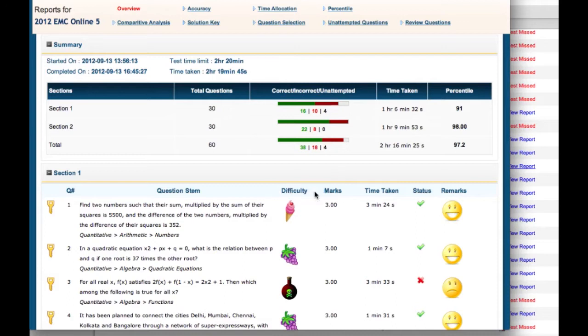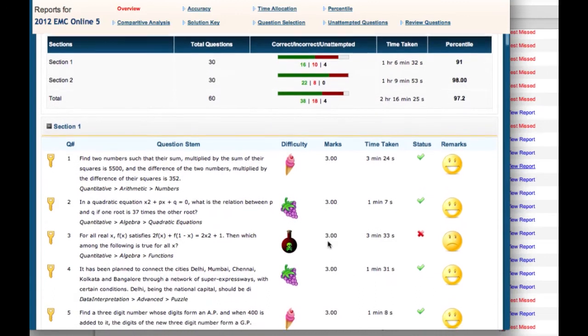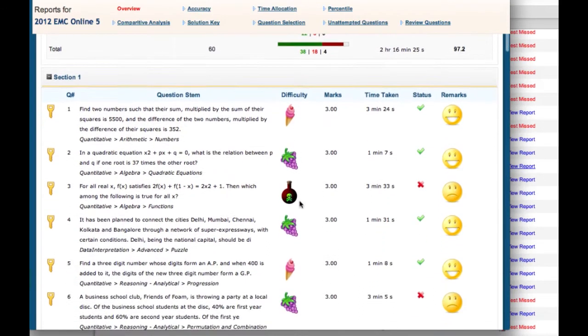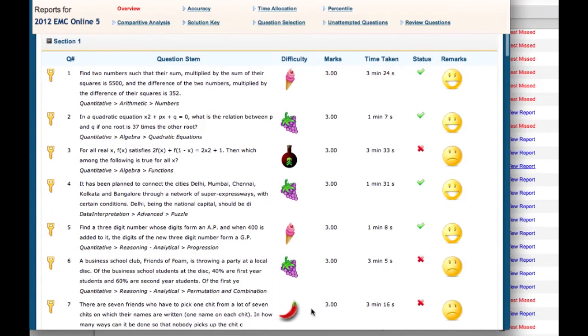What is difficulty? Now if you look closely, there are different types of difficulties in here. There is an ice cream which is supposed to be the easiest, grapes which is next level, then there is a chili which is the third level of difficulty, and then there is poison which is like nightmare. You have marks of that specific question. Now here we have given an option, of course. CAT gives you 3 marks. Tomorrow if it starts variable marking, you can take an advantage here.